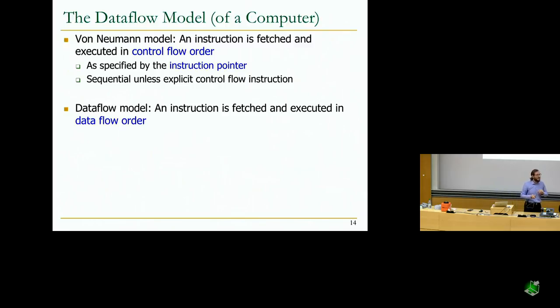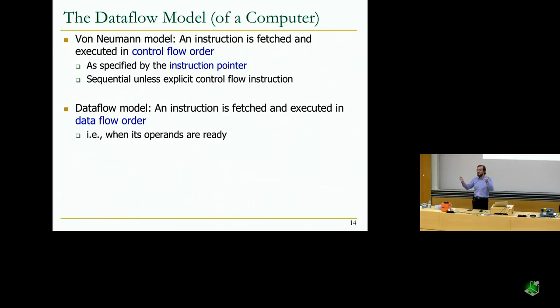Now let's take a look at a completely different model. I'll call this the data flow model. And I'm going to fetch and execute instructions not in a sequential order. There is no program counter anymore. Ignore it. I'm going to fetch an instruction in the data flow order. What does this mean? When its operands are ready.